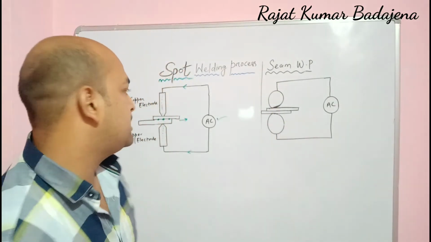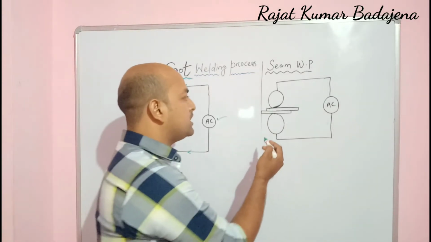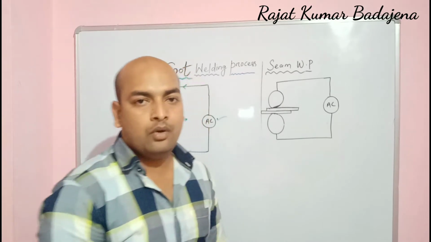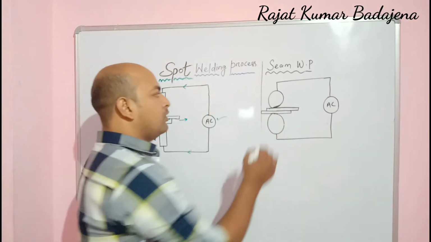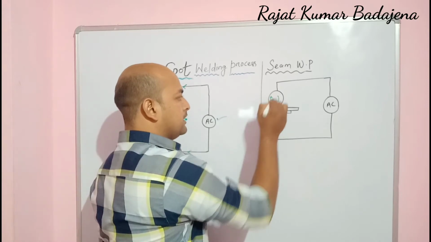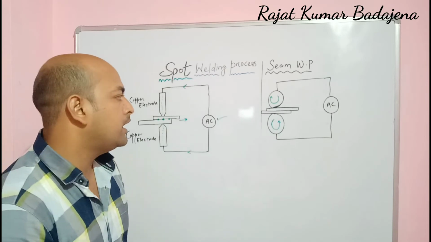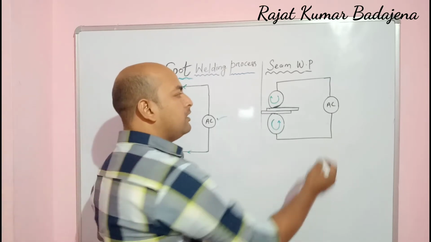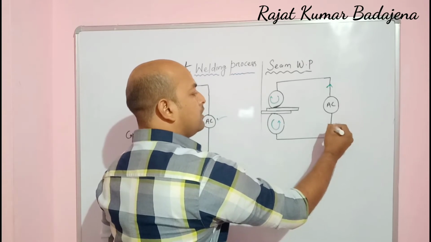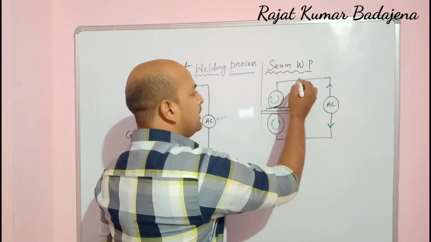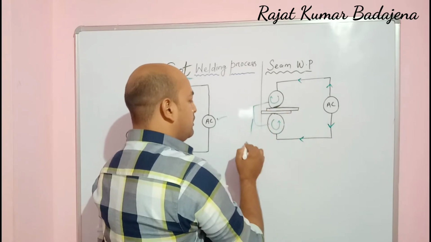The seam welding process is similar to the spot welding process. Here, in the seam welding process, we are using two rollers. You can see these are the two rollers. If one roller moves in the clockwise direction, then the second one will move in the anti-clockwise direction. Okay, so here what happened? When the AC supply is there, the current is flowing through the electrodes, and these are also electrodes made from copper.